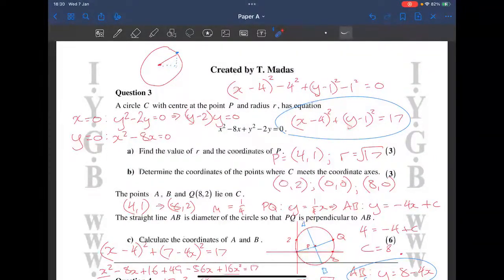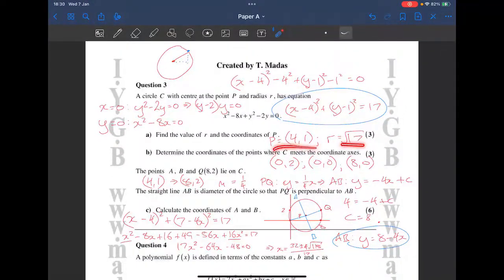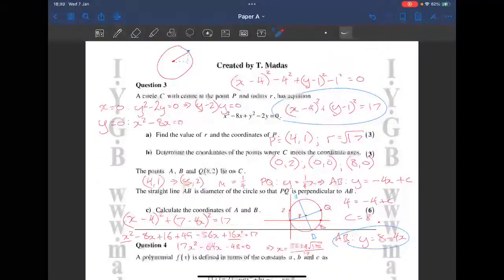Did I expand everything correctly at the top? That should be x minus 4, 4 squared and a 1. So the 1 comes from down here. That all looks good. 16 and 1 makes it 17. That's all spot on.